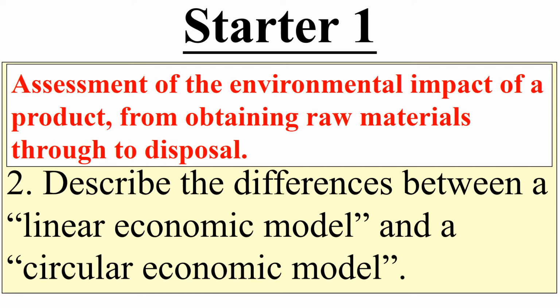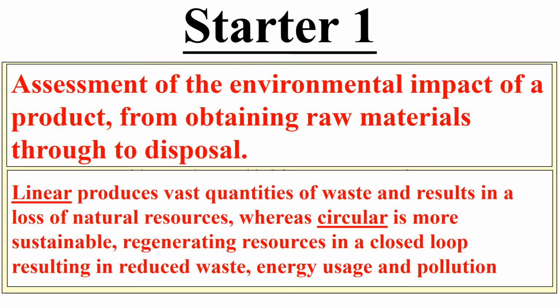So a life cycle analysis is the assessment of the environmental impact of a product from obtaining raw materials through to disposal. And then your two models. Linear produces lots of waste and a loss of natural resources, whereas circular is more sustainable, and you regenerate resources that should be in a closed loop. And as a result of regenerating resources, you've got less waste, less use of energy, and less pollution.